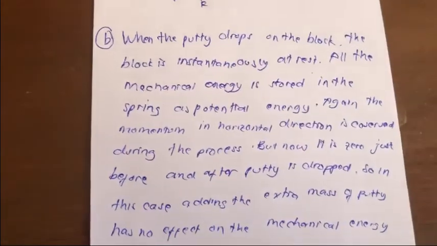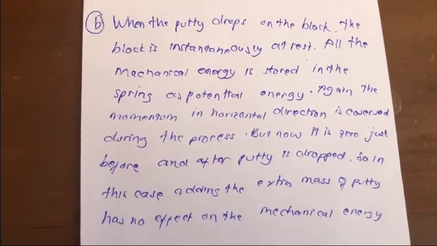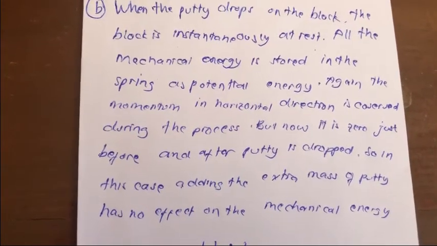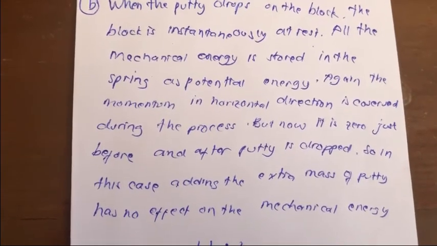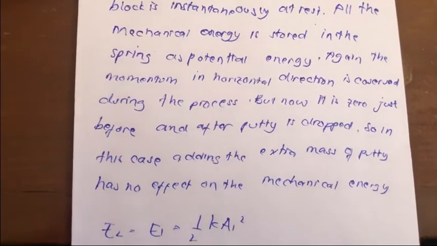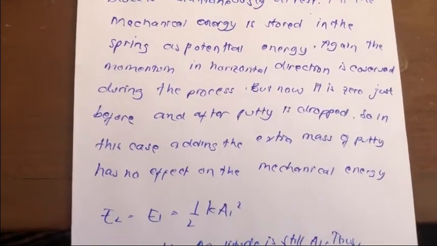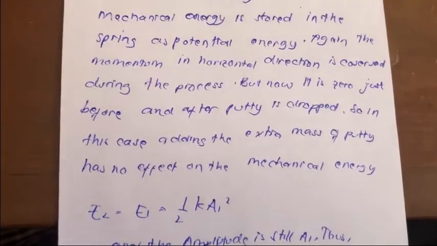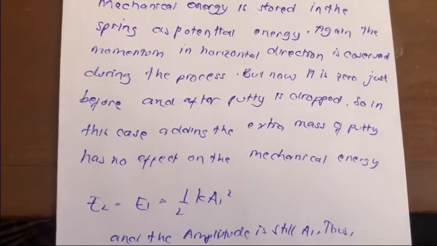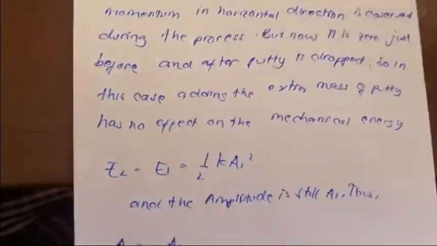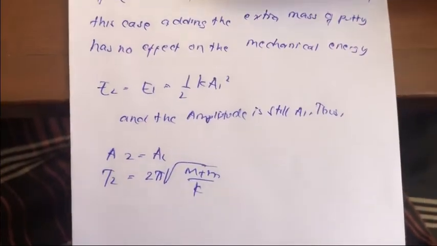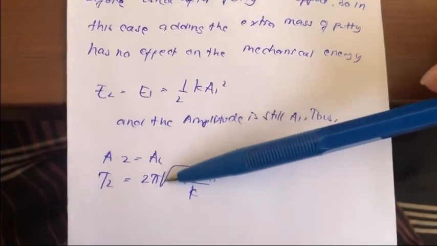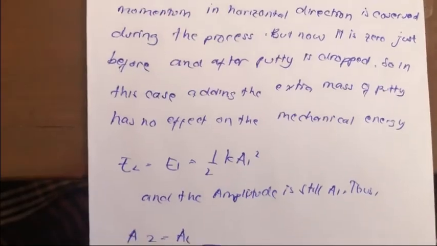When the putty drops, the block is instantaneously at rest. All the mechanical energy is stored in the spring as potential energy. Again, the momentum in the horizontal direction is conserved during the process, but now it is zero just before and after the putty is dropped. So in this case, adding the extra mass of putty has no effect on the mechanical energy. This is the equation, and the amplitude is still A1. A2 is the same.